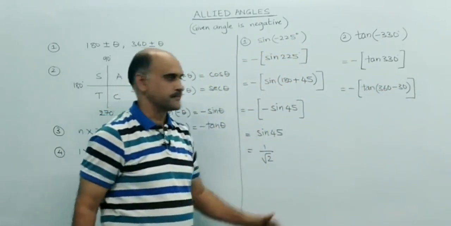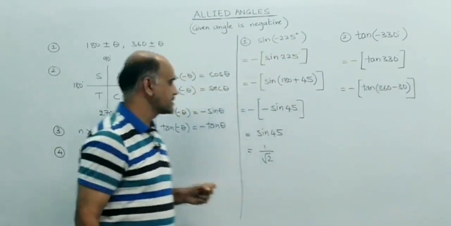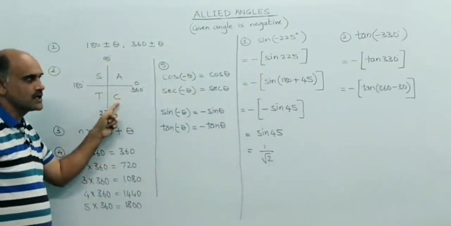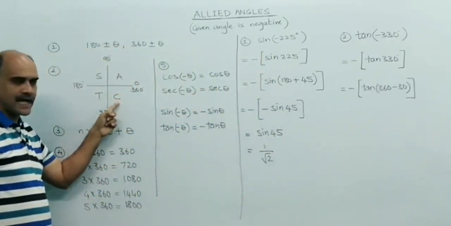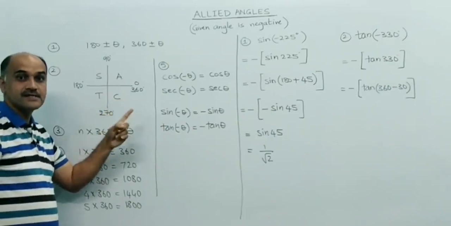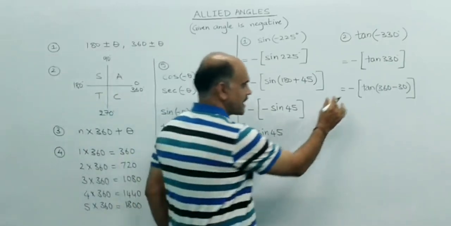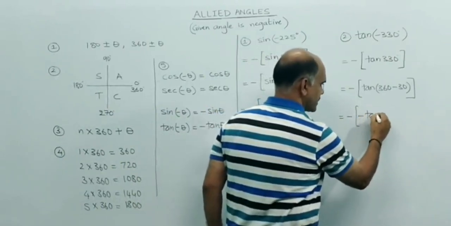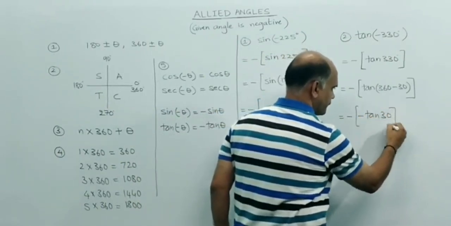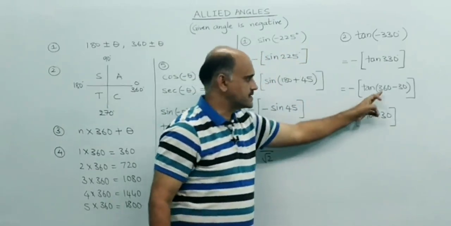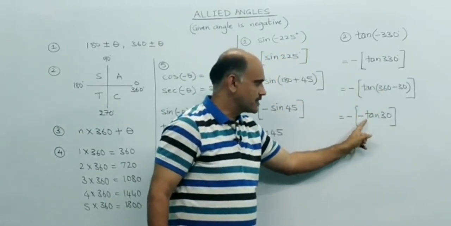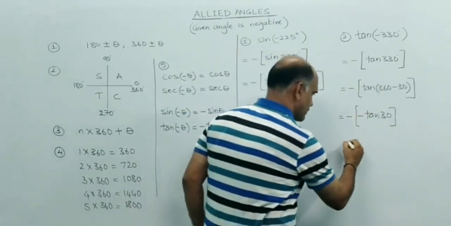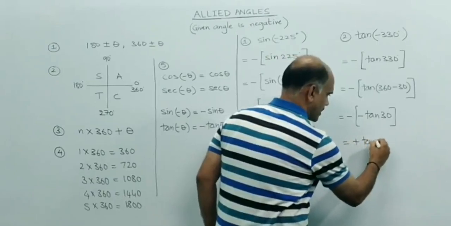360 minus 30. So 360 minus means it is in the fourth quadrant. In the fourth quadrant tan is negative. So this minus you keep as it is, minus tan 30. This 360 goes. Then again minus into minus you will have plus tan 30.